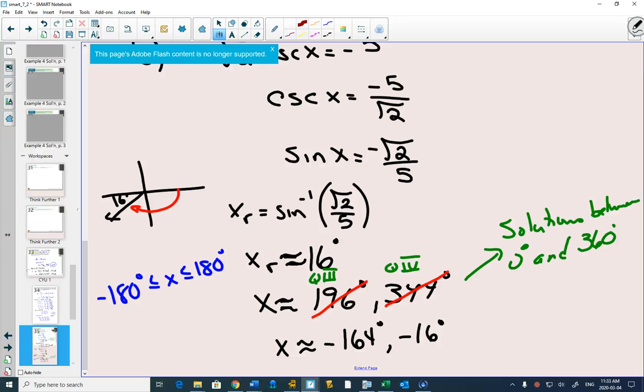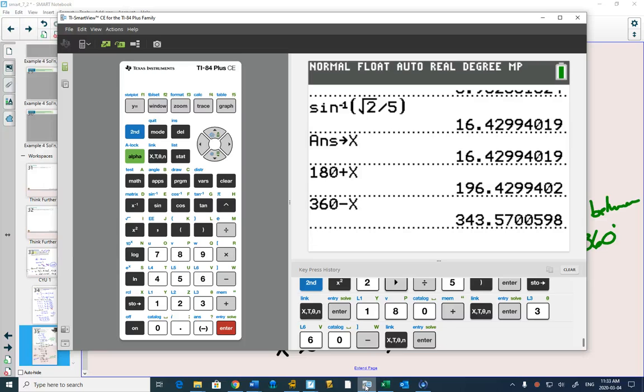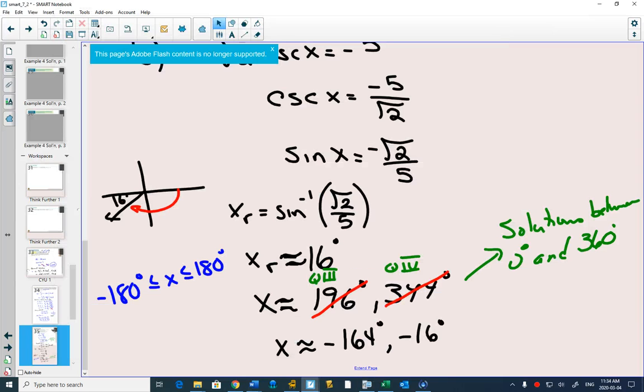This question said to the nearest degree, so that's the only reason I did that. But you see, whenever I used my math, I stored it as x, so I kept all the decimal places. Because technically, you should only be rounding your final answers. And so when I was rounding to the nearest degree, that's how I knew it was going to be 196 and 344. But then I had to put x's through those anyways, because they were not in the domain.